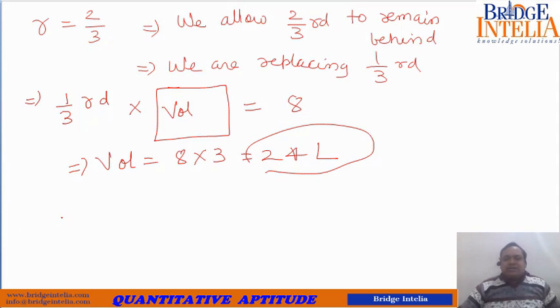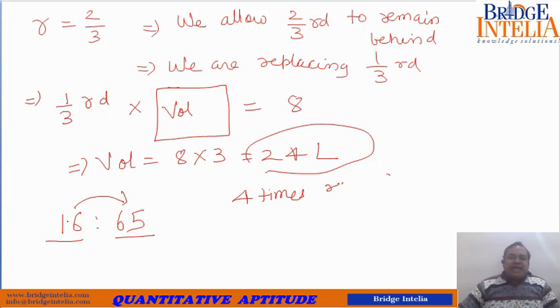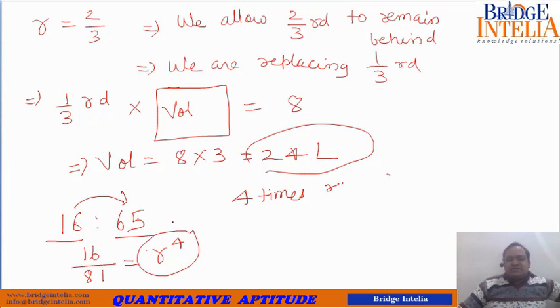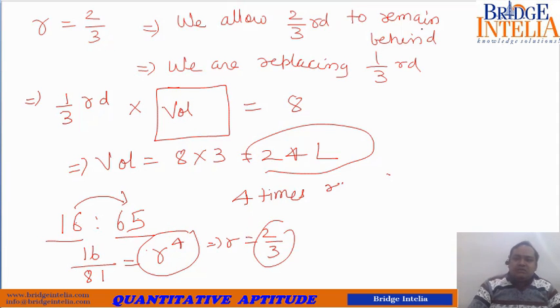Please see what is the shortcut. The ratio is given in the question. Also it is given that there were 4 times replacement. So convert this into fractions: 16 by (16 plus 65) should be equal to R to the power 4. So you will immediately get the fraction which is staying behind. So from here R will come out to be equal to 2 by 3, and then you can solve it.